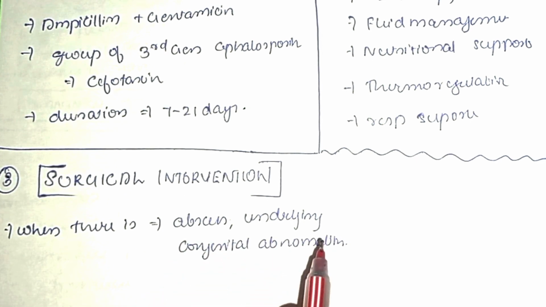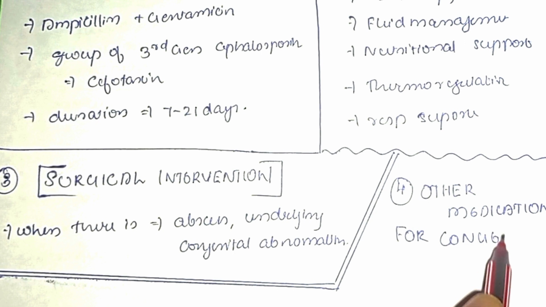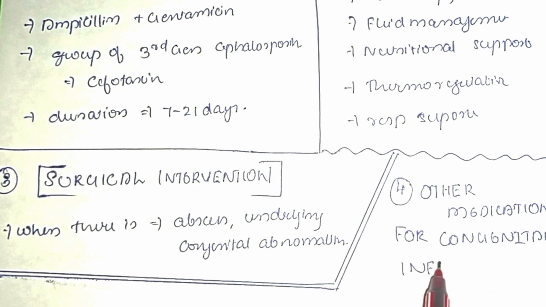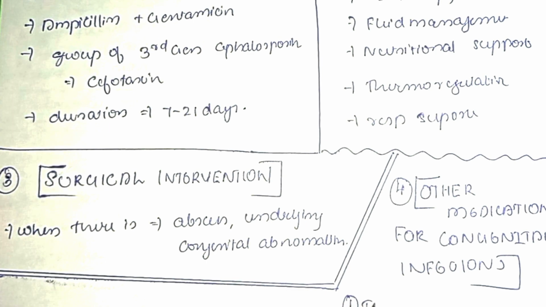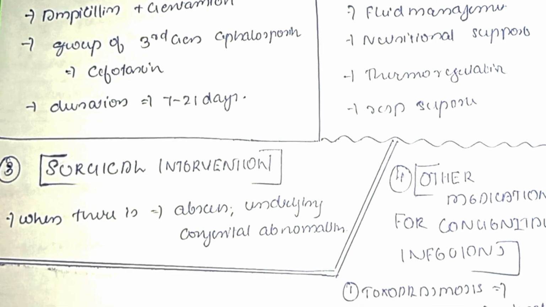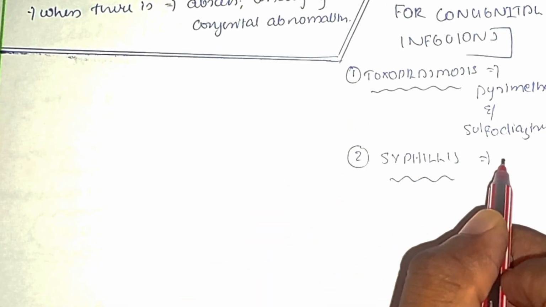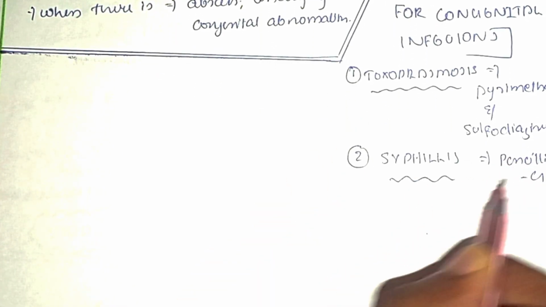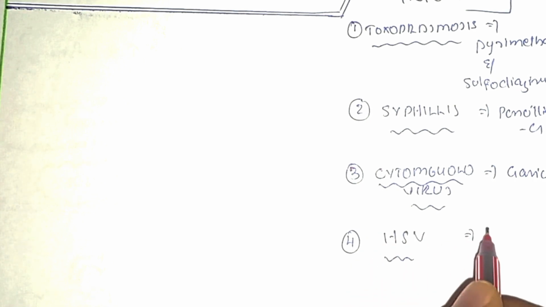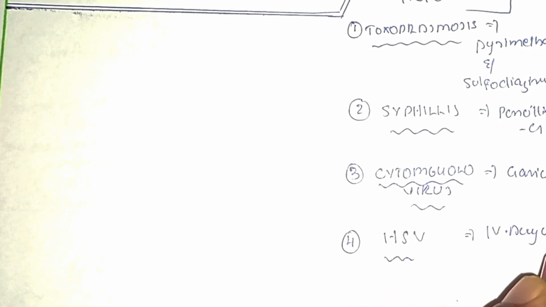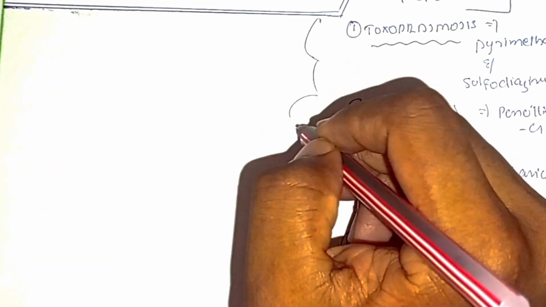And next, the fourth one is the other medications that are usually used for the congenital infections. When the infection is due to toxoplasmosis, we can usually provide pyrimethamine and also sulfadiazine. When the infection is due to syphilis, we can generally provide penicillin G medication. When the infection is due to cytomegalovirus, we can generally provide ganciclovir. And for the herpes simplex virus, we can provide IV, that is intravenous, acyclovir medications.